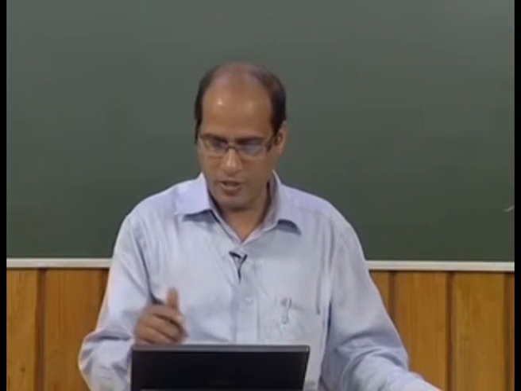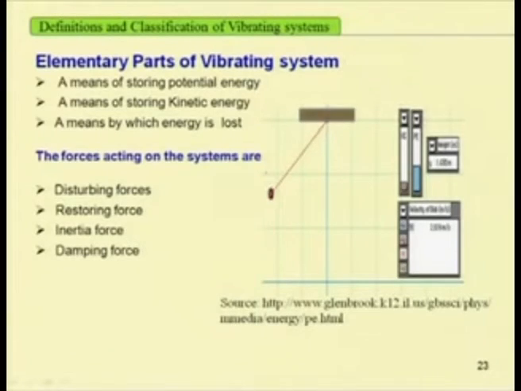One requires a means of storing potential energy. That means when it is at its extreme position, it has only potential energy. When it is coming down, this potential energy is converted to kinetic energy, and so on. At the equilibrium point, due to inertia, the system moves up and the motion continues.